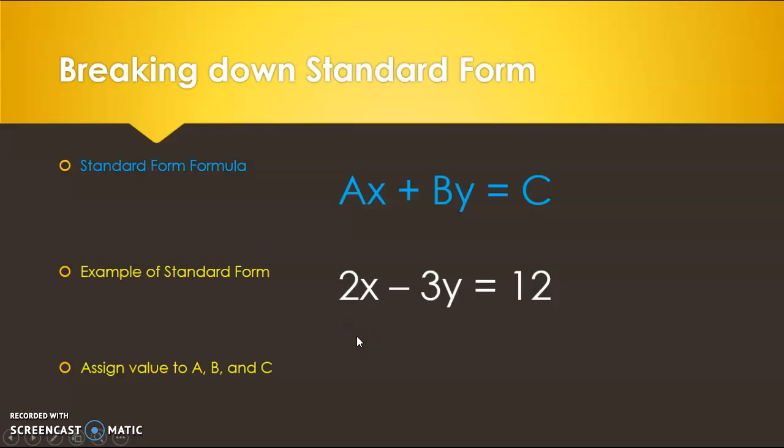All right, so what we have to do next is we need to assign value to A, B, and C. Well, let's look. If we line them up vertically like this, it's really easy to see it. What's in our A position? Well, it's 2. So A is going to be 2. What is B going to be? B is going to be negative 3. And then what is C going to equal? C is going to equal 12. Okay, so A is equal to 2, B is equal to negative 3, and C is equal to 12.